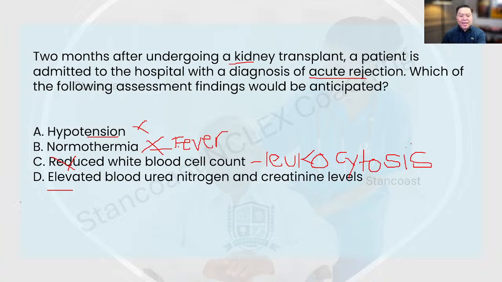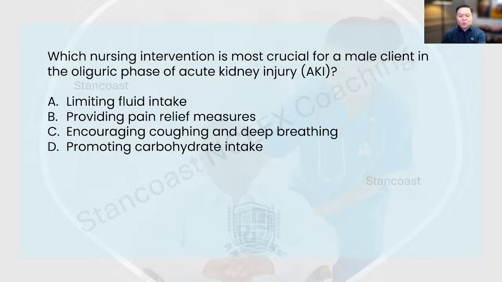Okay, now we're also going to review the pathophysiology that we have learned, think about the underlying mechanism of the acute rejection and how it affects the kidney function, because we know that the BUN and the creatinine levels are indications that there is already an impairment in kidney function. Now let's move on to the next question already.